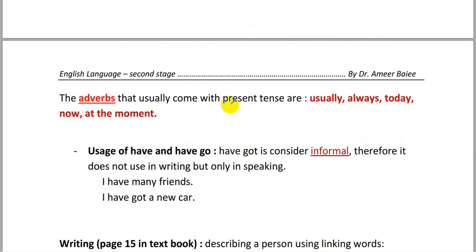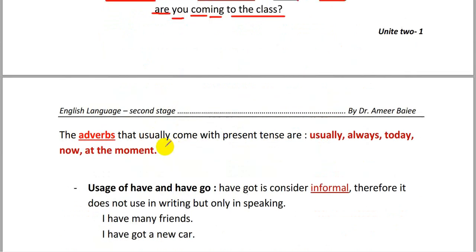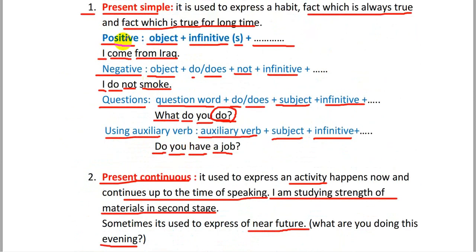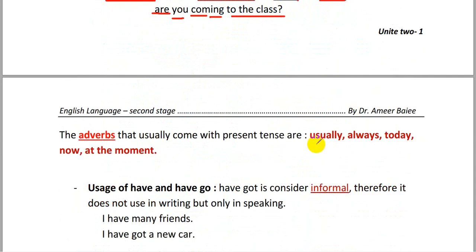The adverbs that usually comes with the present tense are عندنا بعض الظروف الزمنية اللي عادة تشير إلى زمن المضارع، سواء كان مضارع بسيط أو مضارع مستمر، وهي usually, always, today, now, at the moment. هذه ممكن نستفاد من عندها بمجرد أن نلاحظ في الجملة وجود أحد هذه الظروف، فهذا يدل على أن الجملة يجب أن تكون بالزمن المضارع.